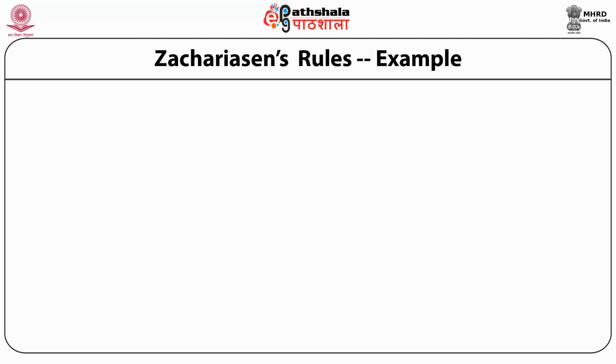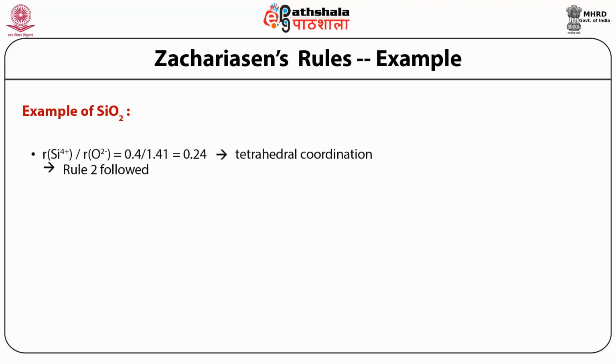Now, let us take some examples for Zachariasen's rule. So, the first example is SiO2, that is silicon dioxide, or we call it silica. For this case, the radius ratio is given as R of Si4+ divided by radius of O2-, which is equal to 0.4 divided by 1.4, which comes out to be 0.24. So, this corresponds to tetrahedral coordination. You can see in the previous slides that this number corresponds to tetrahedral. So, SiO2 prefers tetrahedral bonding and so satisfies Zachariasen's condition number 2.